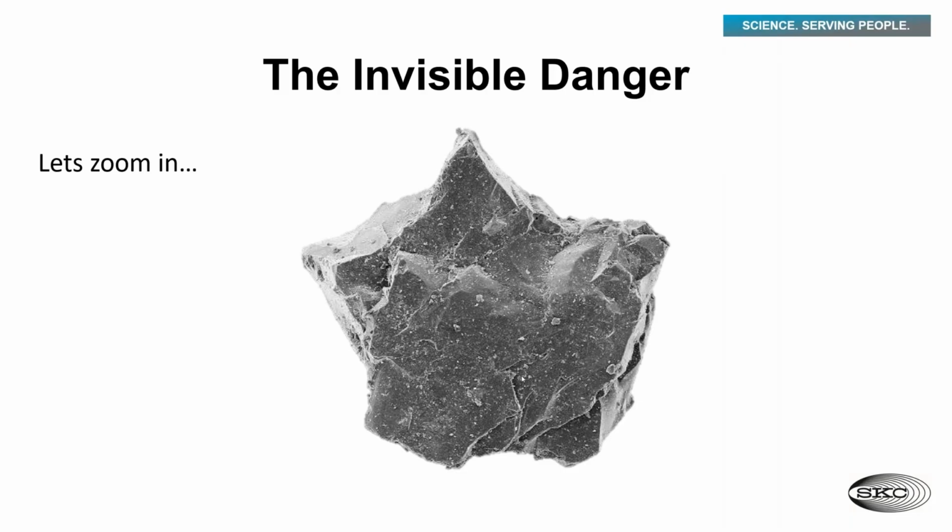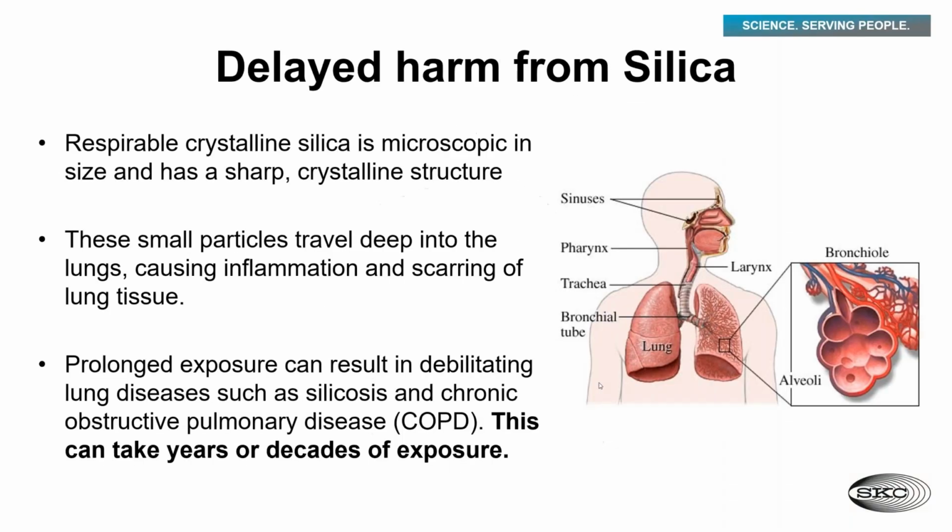Just like this on a microscopic level is going to go deep down inside of your lungs and cut up your alveoli. So it makes it harder for you to breathe over a long term. So this is something that none of us will be able to see with our naked eye, but if we could see it, I think you would treat it a whole lot differently than we do out in the field normally. So respirable silica, like I said, it's microscopic, it's very sharp, and it has a crystalline structure.